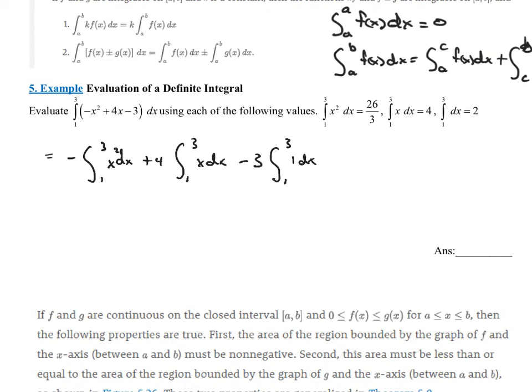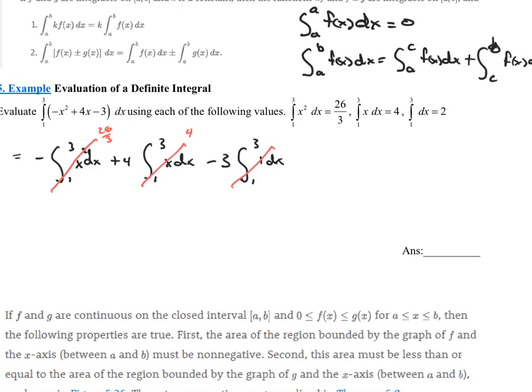right? And now we can substitute in those values. We know the integral from 1 to 3 of x squared dx is 26/3. We know the integral from 1 to 3 of x dx is 4. And we know the integral from 1 to 3 of dx is 2. So what do we have here? We would have negative 26/3 plus 4 times 4 minus 3 times 2. Go ahead and put that into your calculator. I'll leave my answer as a fraction because it's in terms of thirds, so I'm getting a total answer of 4/3 here. Okay.